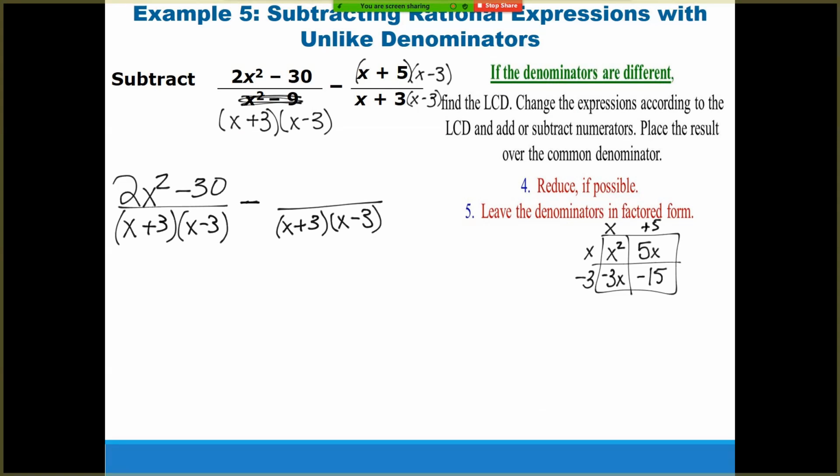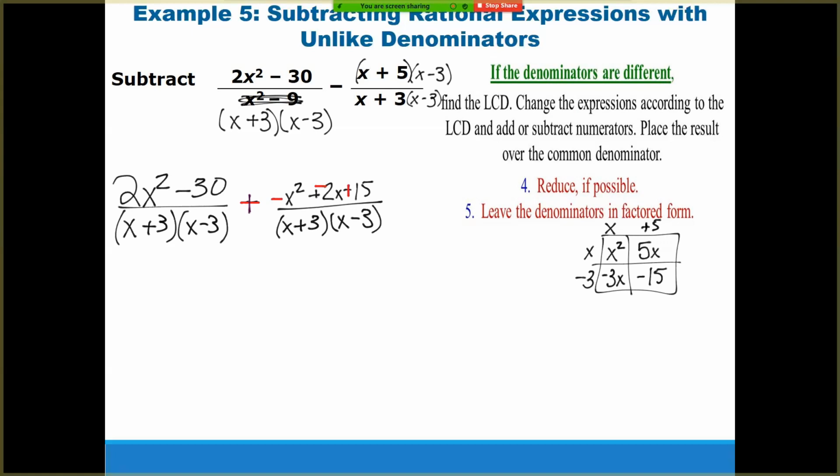So when I write my numerator, I'm going to have x squared plus 2x, because 5x minus 3x gives me 2x, minus 15. Be very, very careful. This time I have a minus sign here in the middle. The best thing you can do is change that to addition and change all the signs all the way across the top of that next fraction. So this became minus, and this became plus because it was already negative. So we distributed that negative.